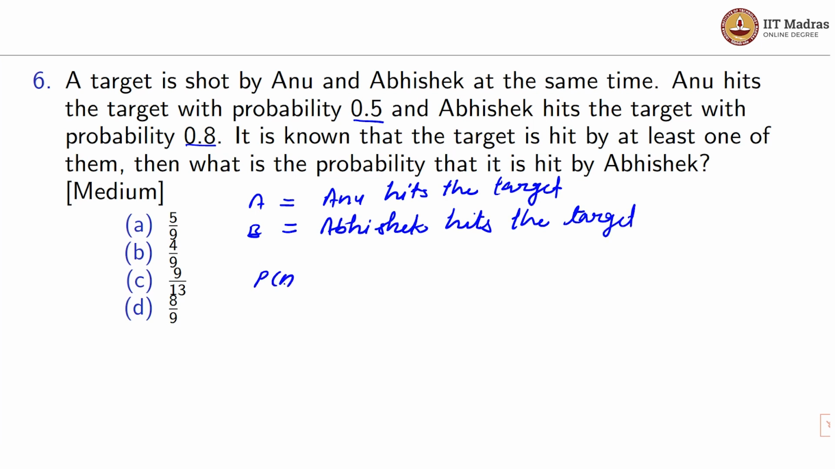So probability of A will denote probability that Anu hits the target, is given as 0.5, and probability of B means the probability that Abhishek hits the target is given as 0.8. So it is known that the target is hit by at least one of them. Then what is the probability that it is hit by Abhishek?